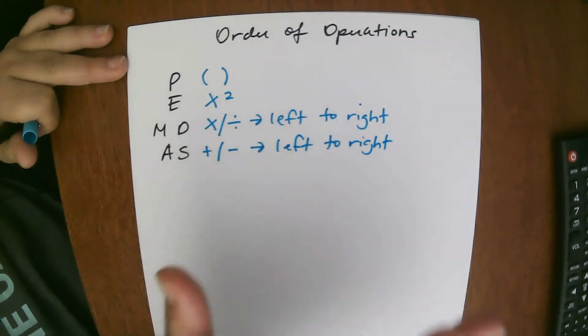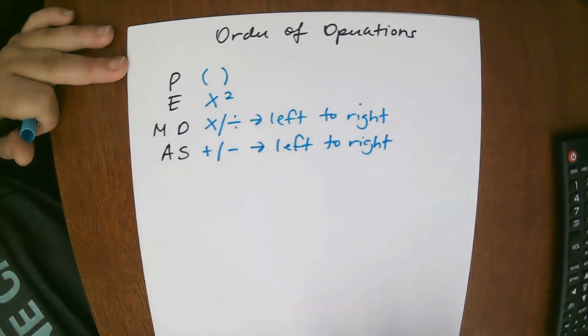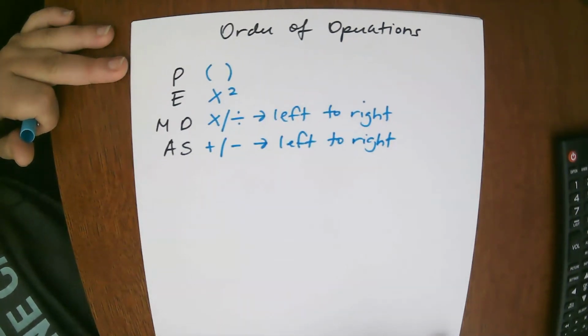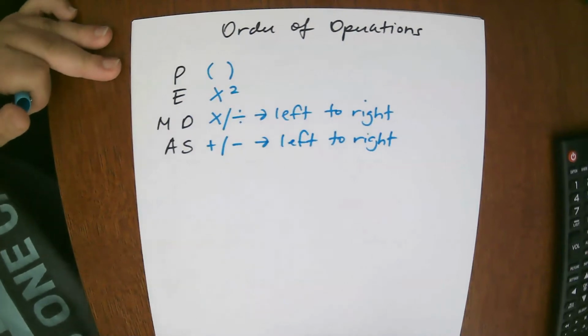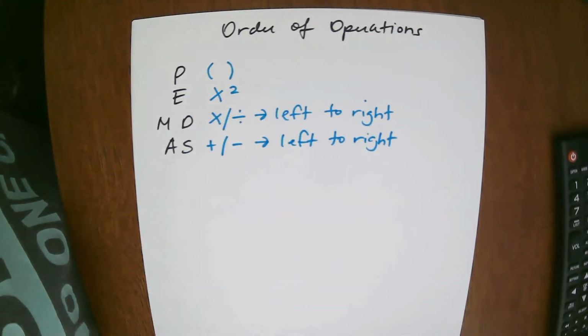So this is kind of a method to how we tackle problems. We looked at this when we did whole numbers. Now we're going to kick it up a notch and use it with decimals. And the cool thing is it's the same thing. So let's look at an example.